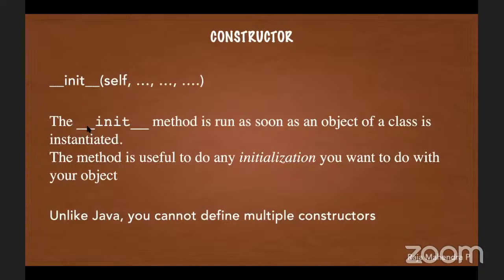For the constructor, you always have to write the method name as underscore underscore init underscore underscore, and this method is useful for any initialization of the object. If you want to create an object, only then can we use it. Unlike Java, you cannot define multiple constructors in Python. This is the point you should remember.